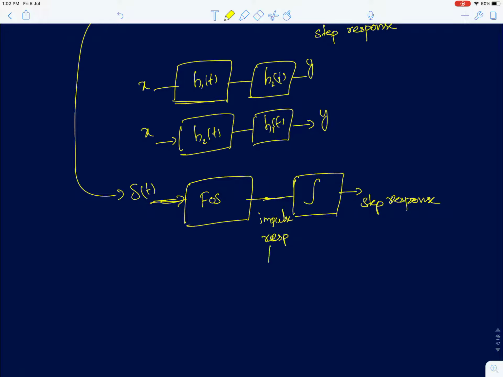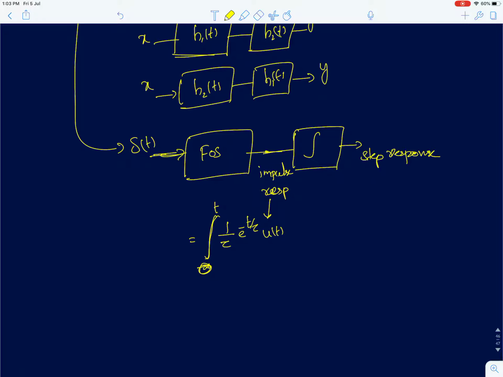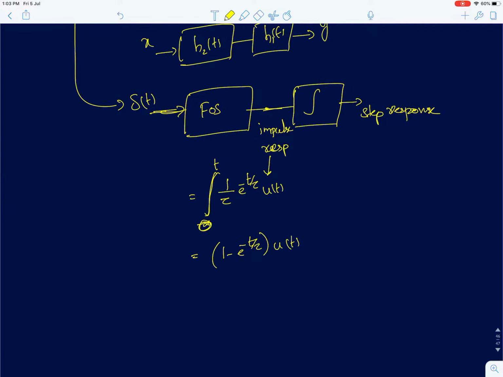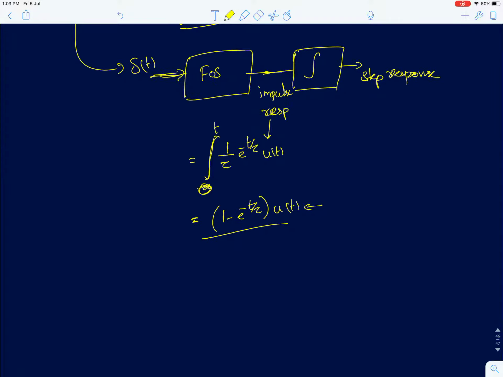step response. Now we know the impulse response of a first order system is 1 by tau e power minus t by tau into u of t. Now if I integrate this function from minus infinity to t, in fact minus infinity to 0, it integrates to nothing. So I'll start from 0 to t. The value of this function integration is simply 1 minus e power minus t upon tau. You can very easily show this integration. So this is your step response, and we already obtained this in the last lecture, and we get the same response by integrating the impulse response.